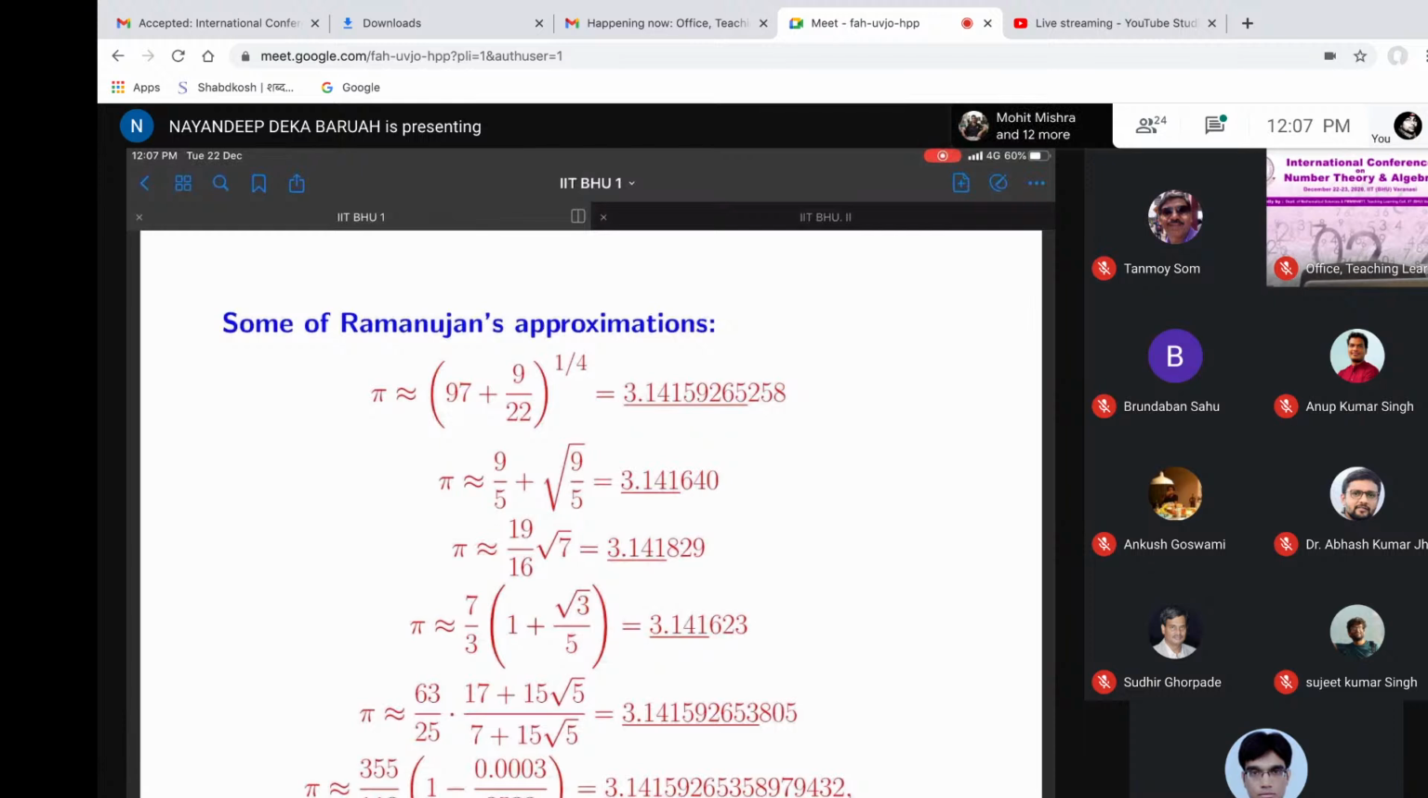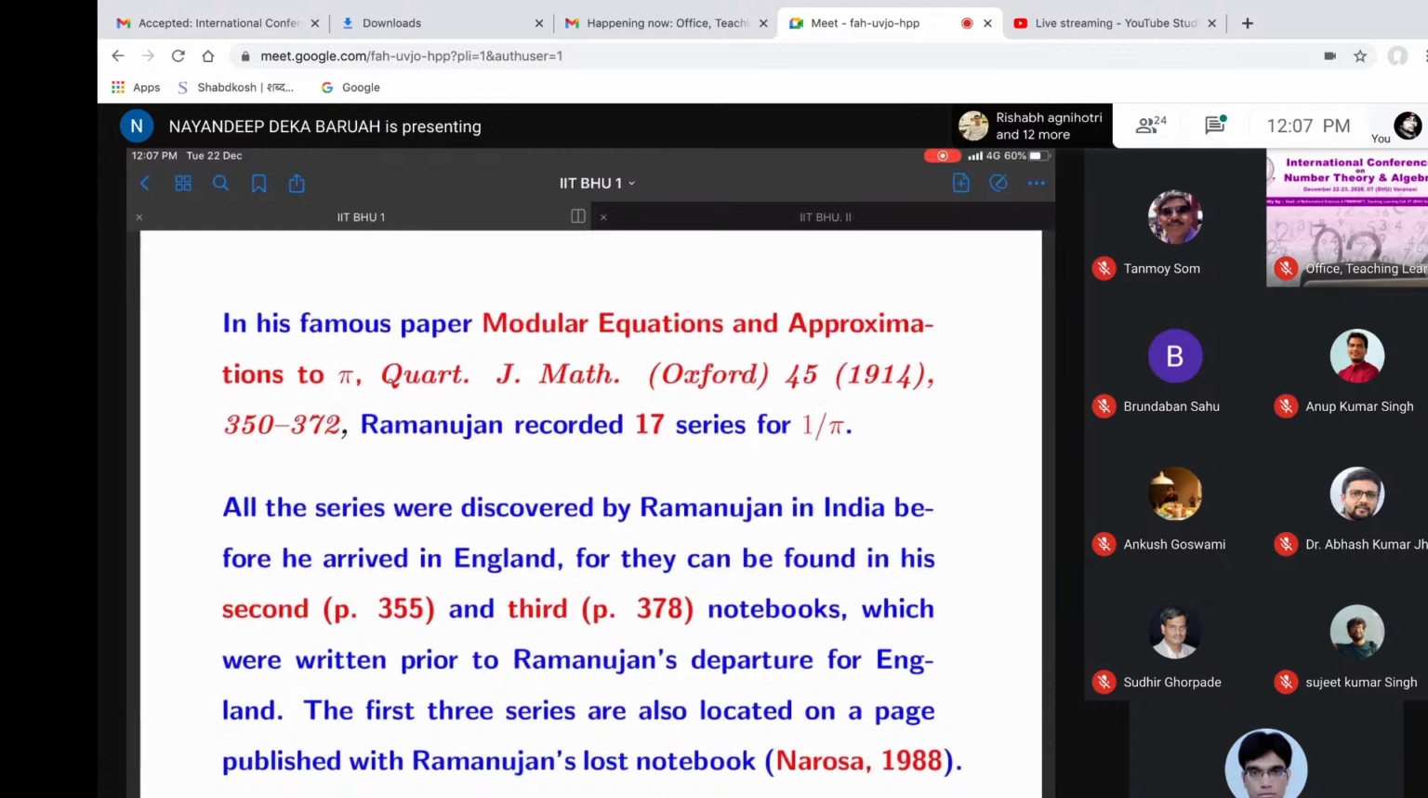So these formulas, he wrote in one paper after coming to England in 1914. The paper was Modular Equations and Approximations to Pi. And almost nothing was proved in that paper, only the statements and some hints. He said that by using class invariants and singular moduli, he could calculate different approximations of pi as well as series for pi.